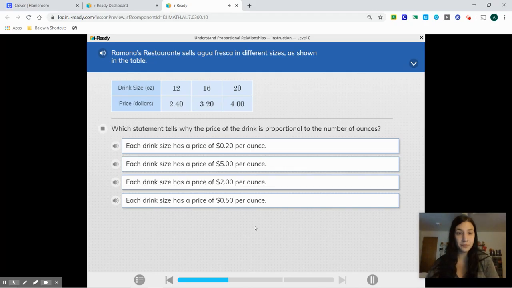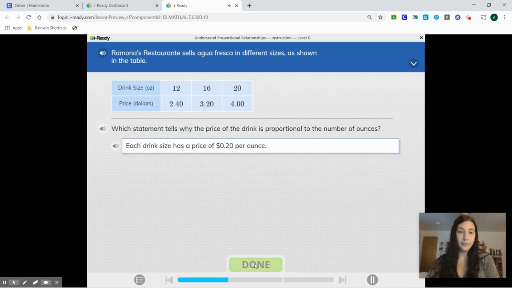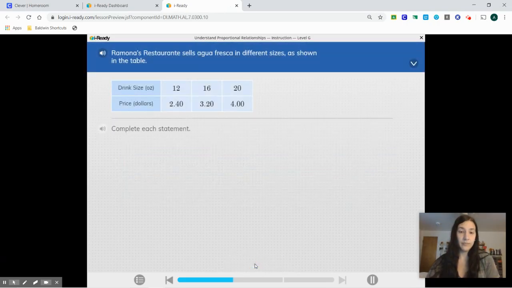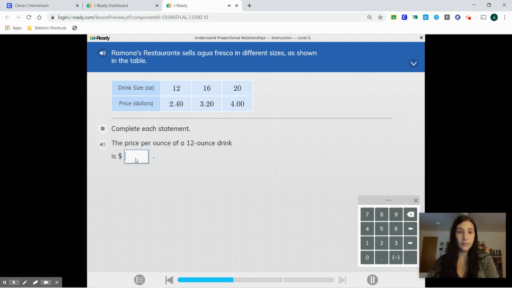Which statement tells why the price of the drink is proportional to the number of ounces? Each drink has a price of 20 cents or 2/10 per ounce. Let's compare the price per ounce of each drink size. Complete each statement. So we know we did the work.